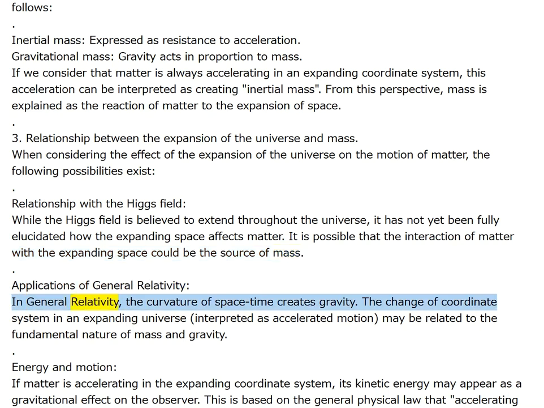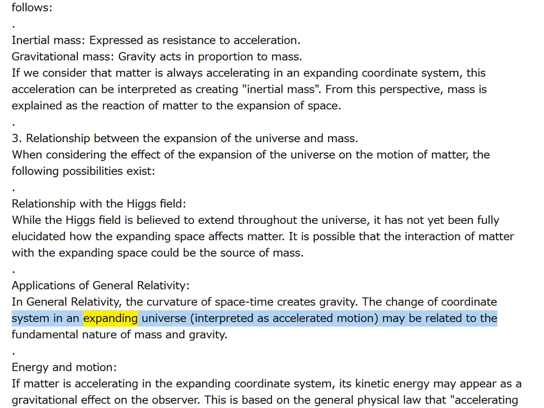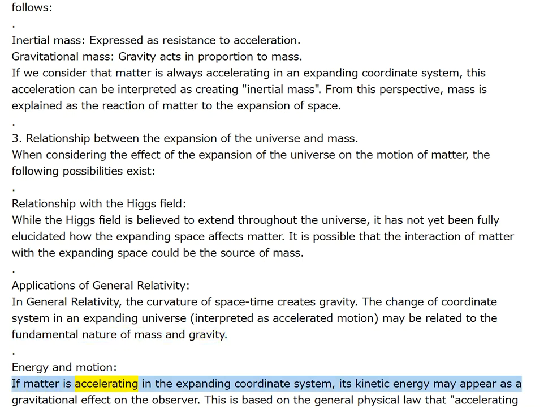In general relativity, the curvature of spacetime creates gravity. The change of coordinate system in an expanding universe, interpreted as accelerated motion, may be related to the fundamental nature of mass and gravity. Energy and motion: if matter is accelerating in the expanding coordinate system, its kinetic energy may appear as a gravitational effect on the observer.